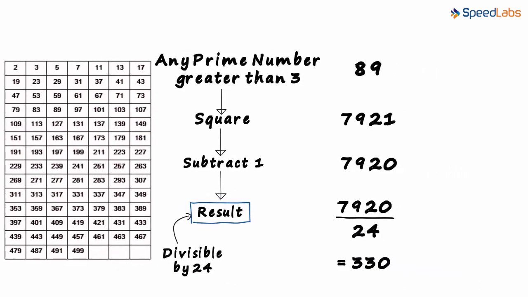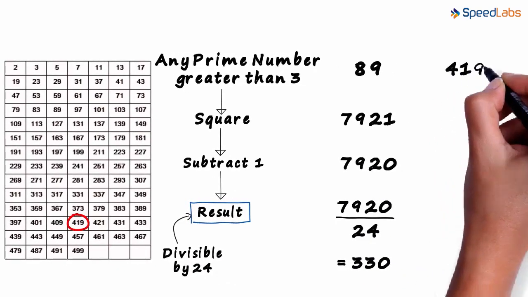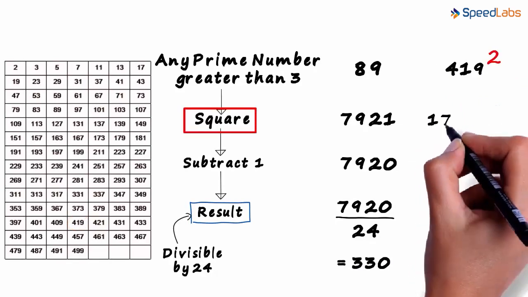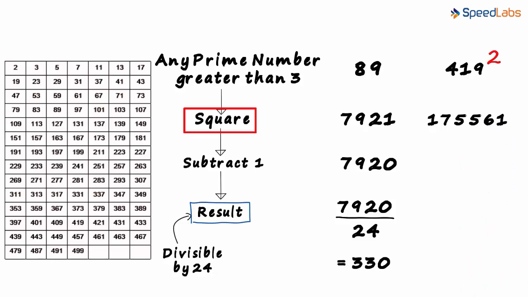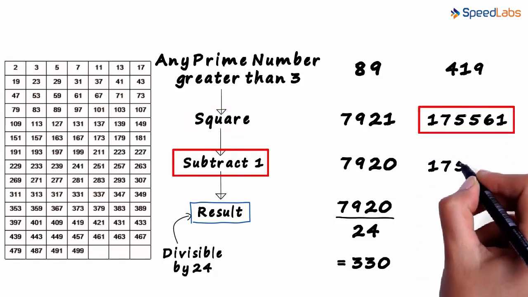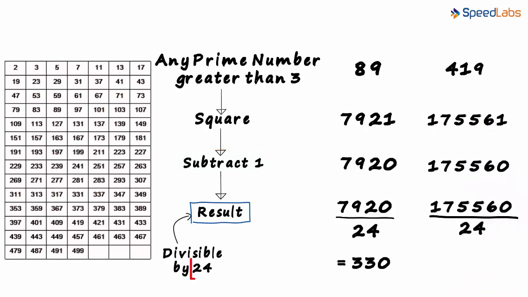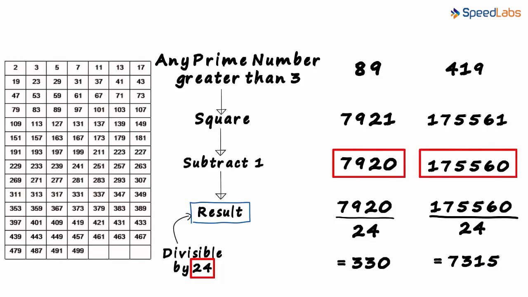Let's try a bigger number. Say we chose 419. Squaring it, we get 175,561. And subtracting 1 from this gives us 175,560. Dividing this by 24 gives us 7,315. Yes, 24 goes exactly into each of those numbers.